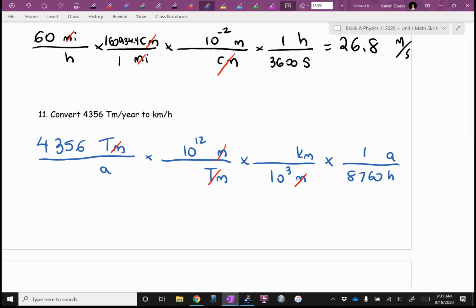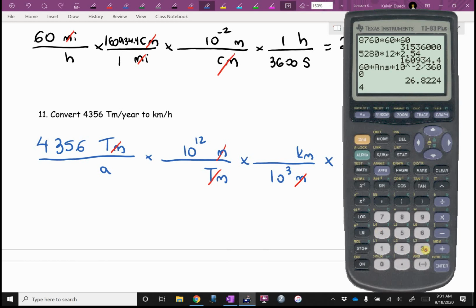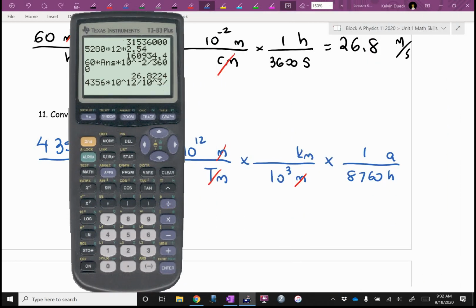If I hadn't had that number handy, I would have had to walk through exactly the same steps as we did for that question. Except because hours is on the bottom, everything would be flipped. What do you get? 4,356 times 10 to the 12th divided by 10 to the 3rd divided by 8,760. Do you get 4972602? Did I do this right? Yeah.